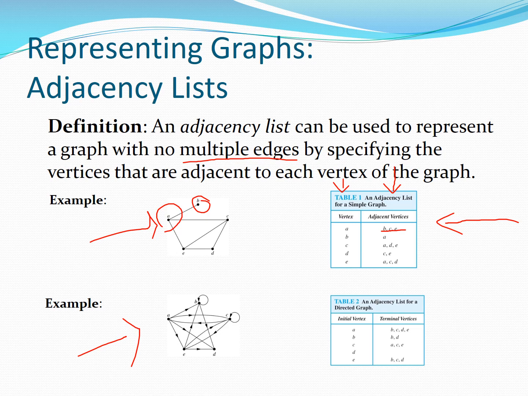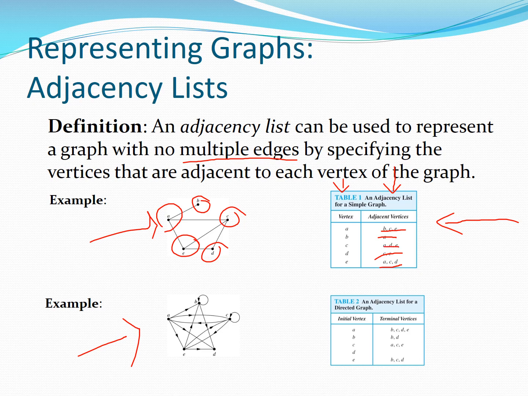The only other vertex that B is connected to is A. So the adjacency list of B is only going to list A. Now let's look at the vertex E. E is connected to A, C, and D. Let's look at D. D is connected to C and E. So that's what is given right there. And C is connected to A, E, and D, and that's what is given right there.